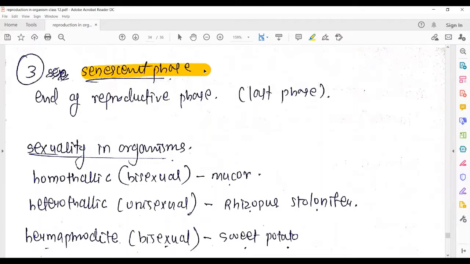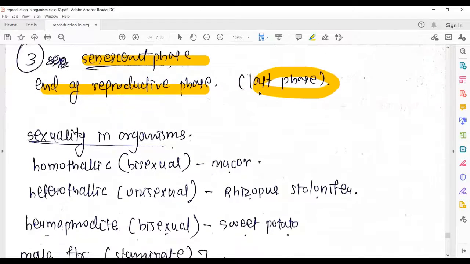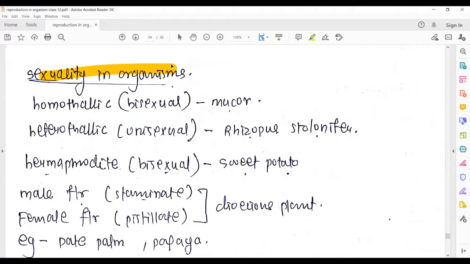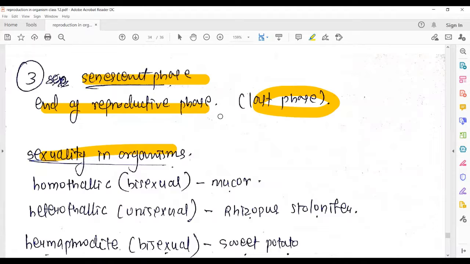Next, we are entering the senescent phase, which is finally the end of the reproductive phase. That is the last phase of life. What happens here? In this senescence period, the reproductive phase is over. In the last period the organism becomes old, and then finally death takes place.